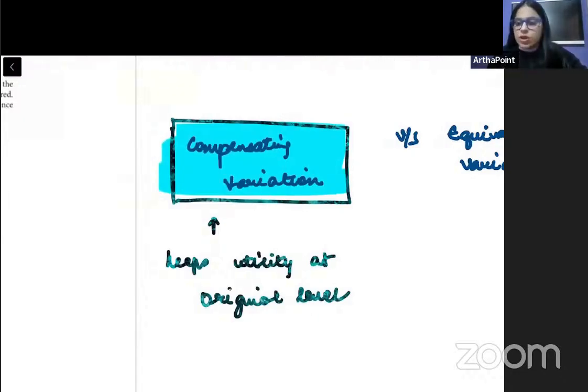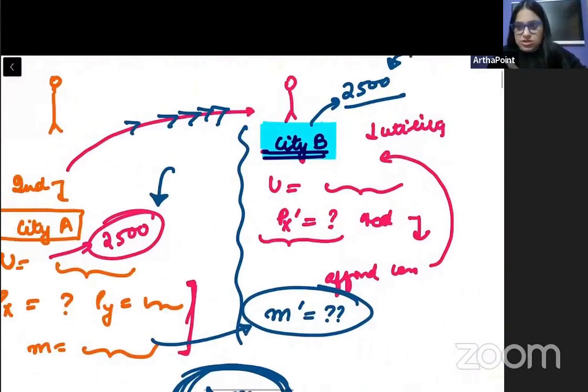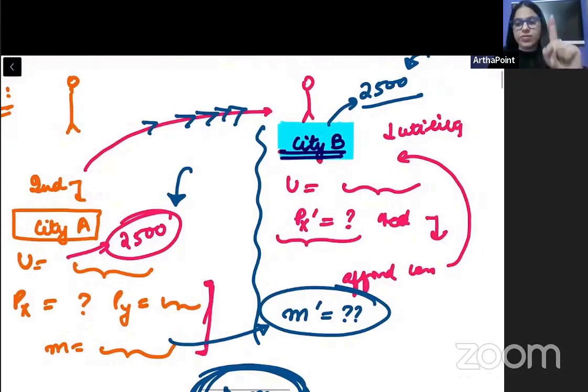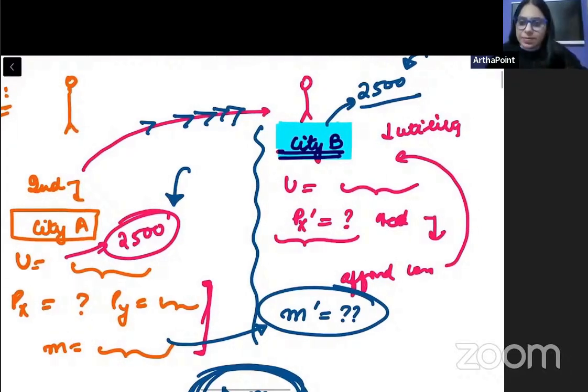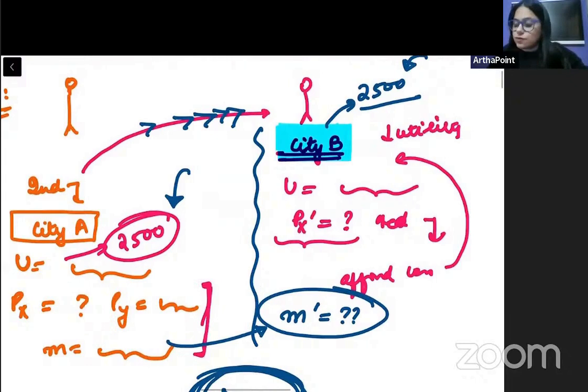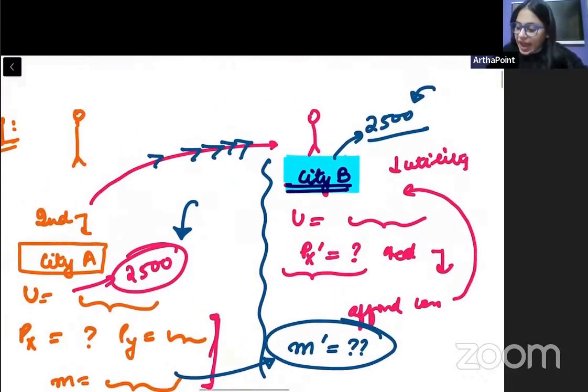Everyone will try that. So compensating variation says the extra money you are getting so that you can get the same utility as before, even when prices have increased. That is called compensating variation. So we are holding utility at the old level, we are keeping utility constant at the old level.